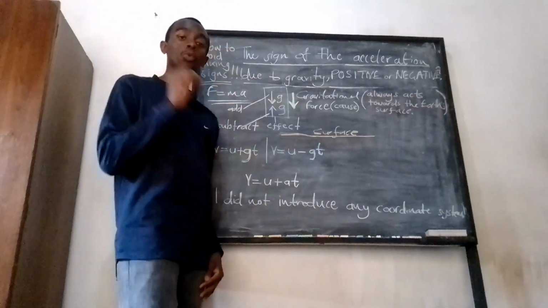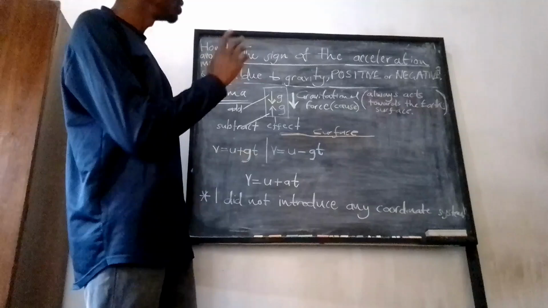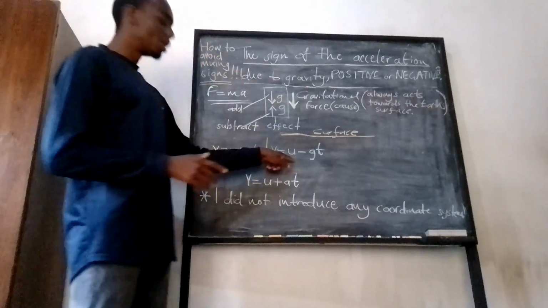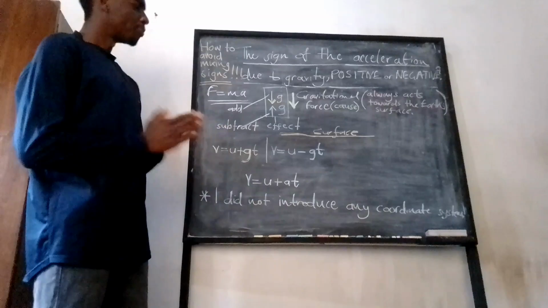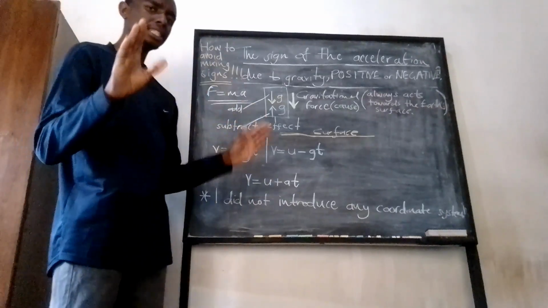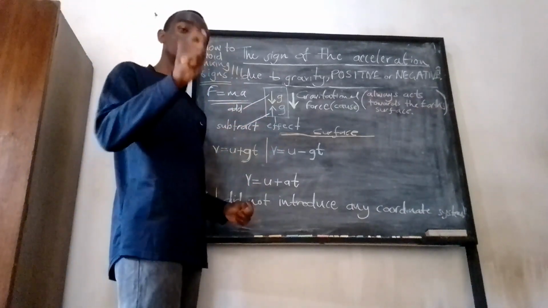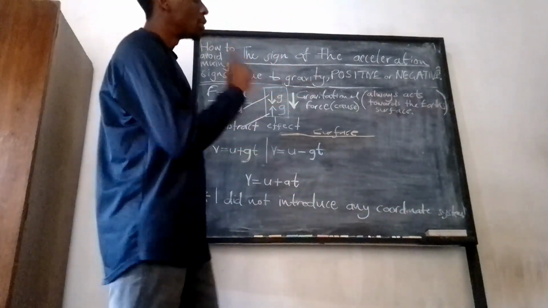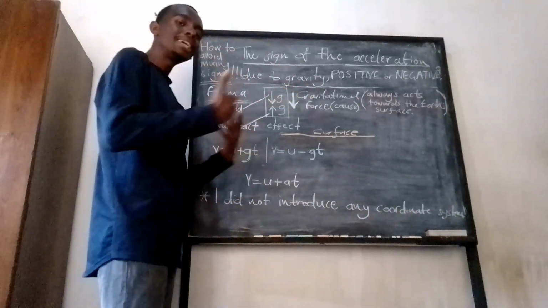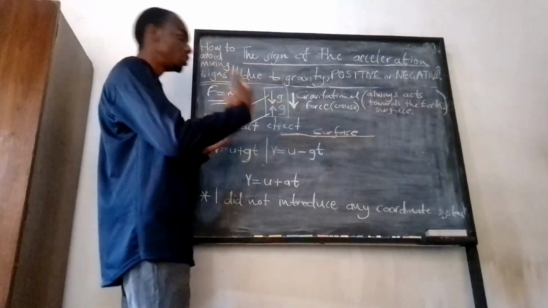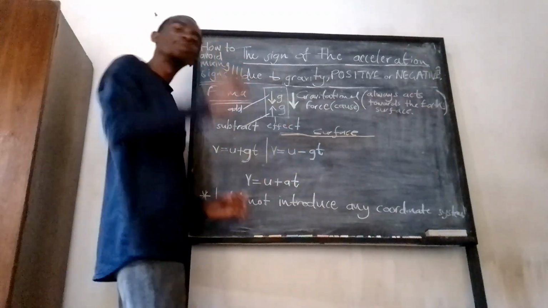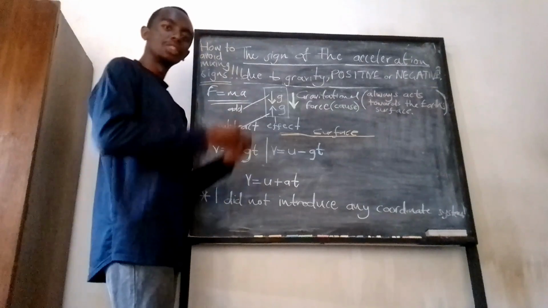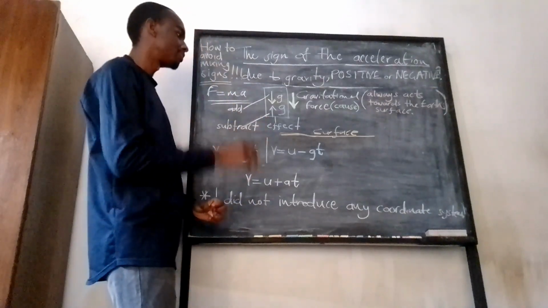And in this video, we're going to be talking about the sign the acceleration due to gravity is supposed to take when we're using equations of motion. Now, it all depends on whether you choose to introduce a coordinate system or not. In this video, I'm going to explain how we can use the acceleration due to gravity in equations without introducing a coordinate system, producing the right results, the right answers.